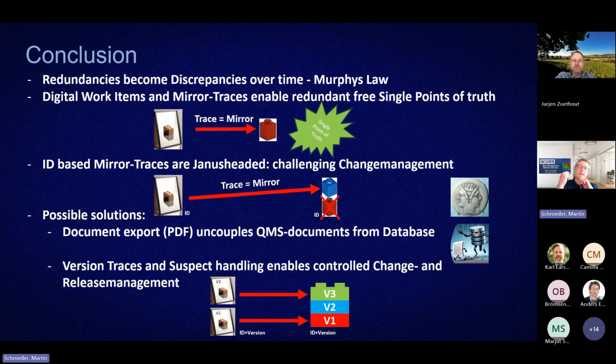Or you can come up with a system which, beside the ID, also adds the version to the traces itself. And by doing that, you're much more flexible in terms of release management, because it's the product's decision on when to update and what to update. And you get more flexibility, but still are working in a non-redundant information system.